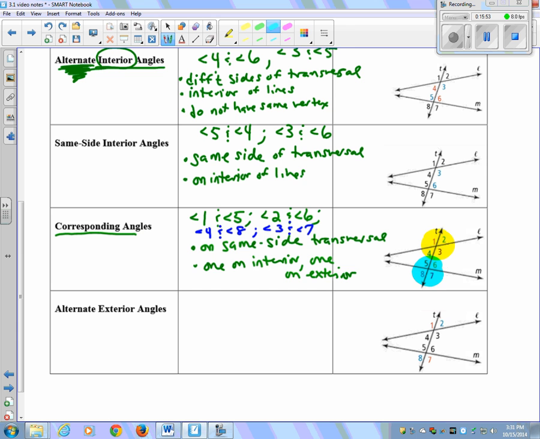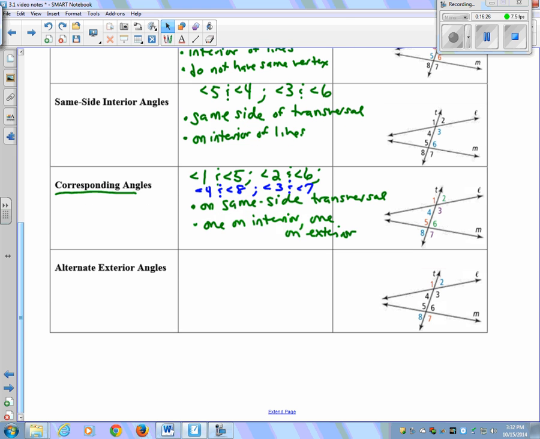In other words, if I take angle 2, we're talking about like the upper right-hand corner of the yellow angles. And what's at the upper right-hand corner of the blue angles? Angle 6. So it's kind of like they're in the same position, top and bottom, yellow and blue. So if we take angle 1, that's upper left. Angle 5 is also upper left. They're corresponding. They have the same corresponding position in the 2 sets of angles.